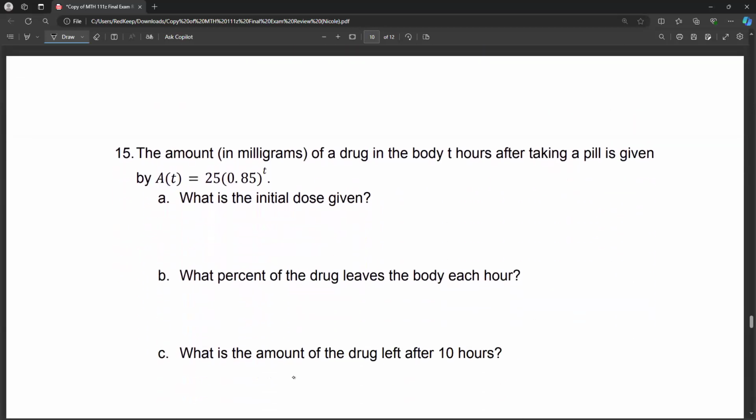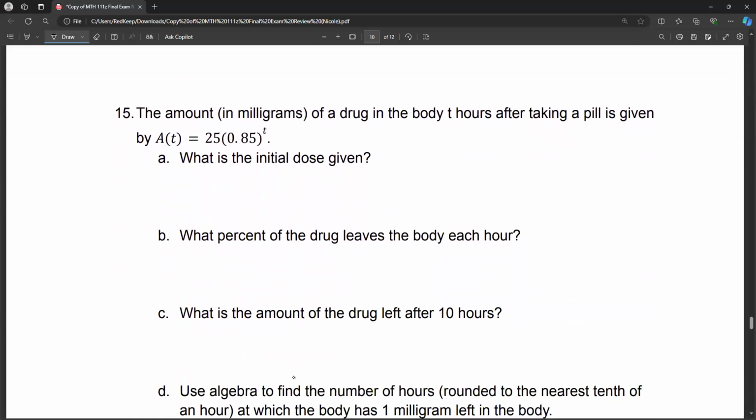Moving on to question 15, another story problem. They're first asking us what the initial dose is. Here, if we observe, they're asking what the dose is when t is equal to 0. We also know, looking at these for a while, that 25 would be the original dose, but we can show this by plugging in 0 into our equation.